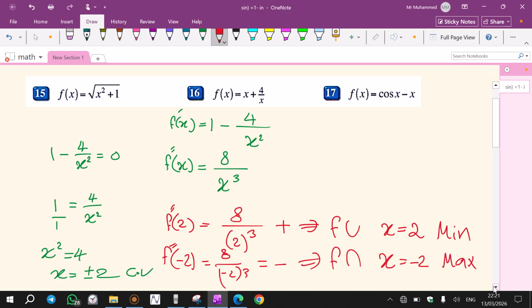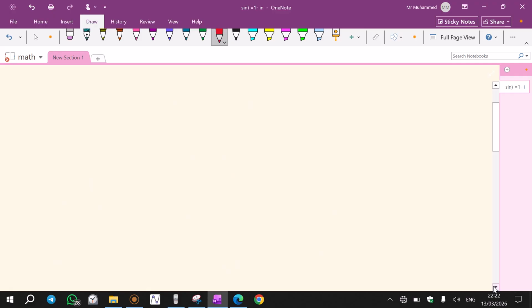If we want the points, just put 2 in place of x, we will get 2 plus 2, that's 4, it's a minimum. And if we put negative 2, we'll get negative 4, that is a maximum. Question 17, let's do 17.